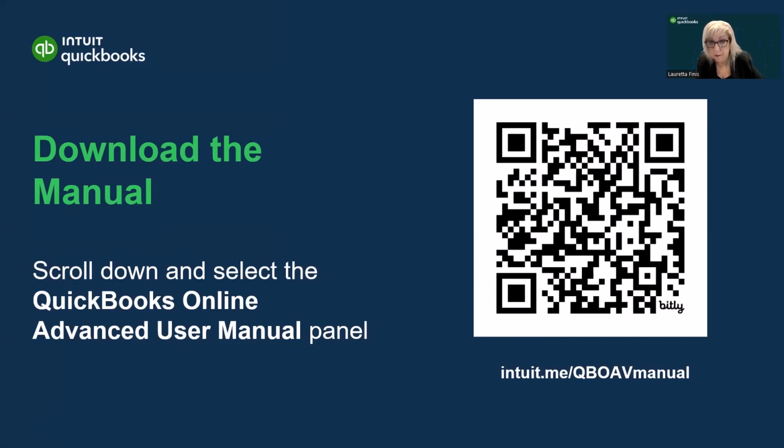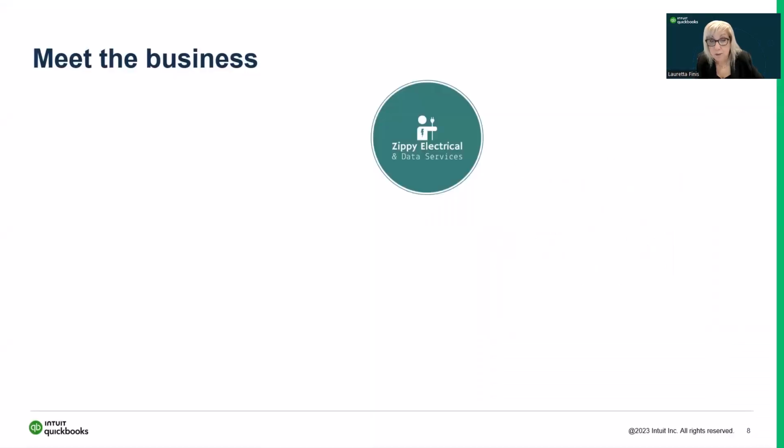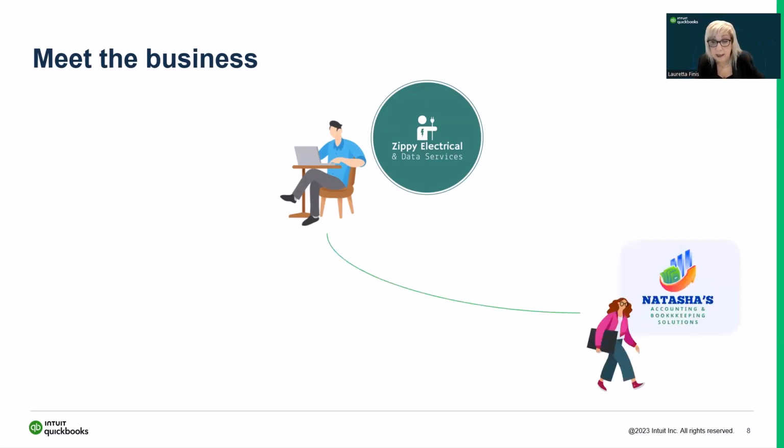Okay, now, today I want you to meet the business called Zippy Electrical and Data Services. Business owner, Damien Chow. He's been running his business for quite a few years, and he's actually grown his business to the point that he needs more help in running the business. And he does have an accountant and bookkeeper in the firm called Natasha's Accounting and Bookkeeping Solutions. And he reaches out to her because he realizes Natasha's the expert, the advisor, and he needs her help.